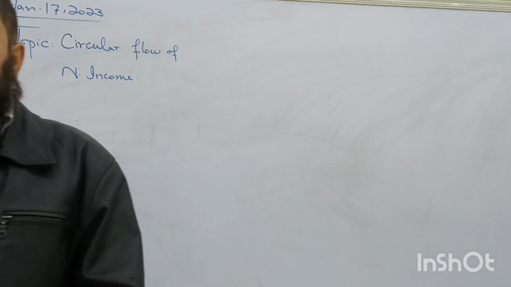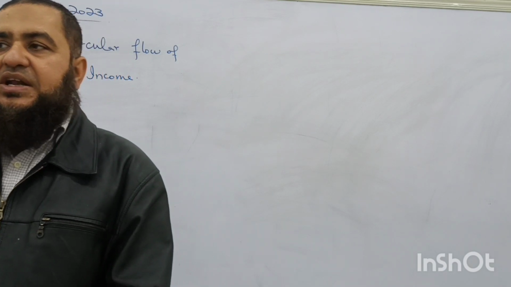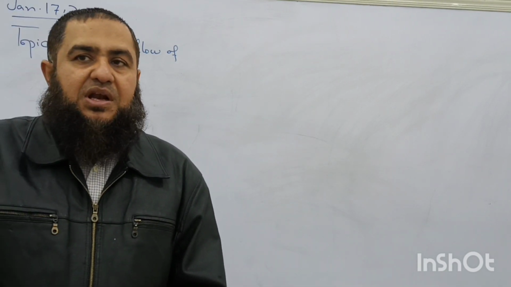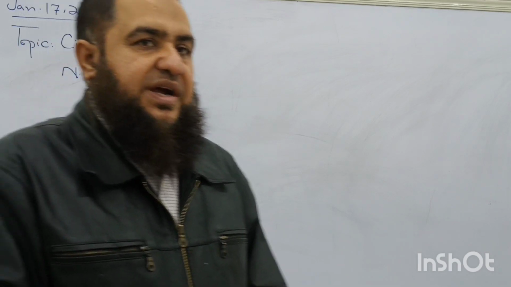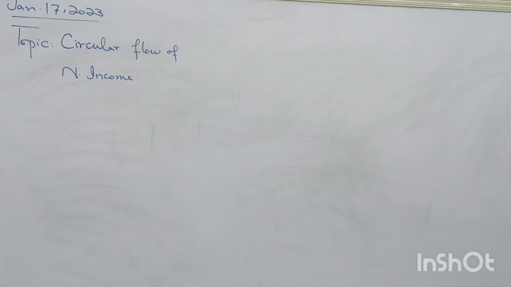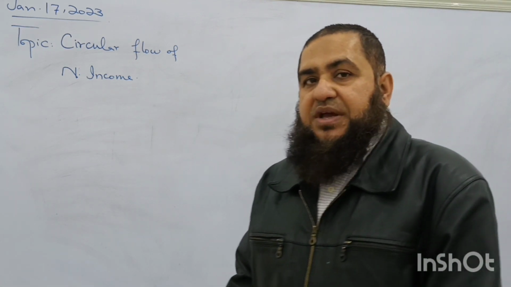In case of income method, we studied that incomes of all the factors of production are added up, like wages and salaries, rents, interest, and the corporate profits. So all these incomes of the factors of production will be added up to get a figure about the national income. And what things are not included from the income method, that is the transfer payments.